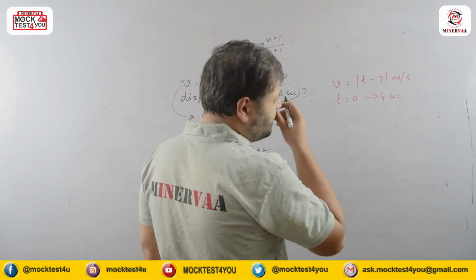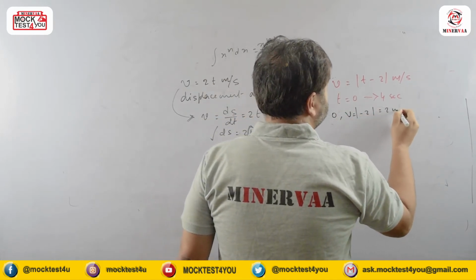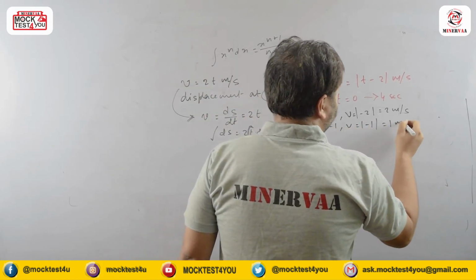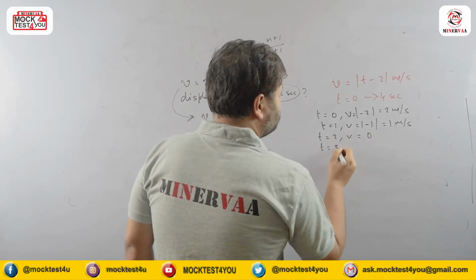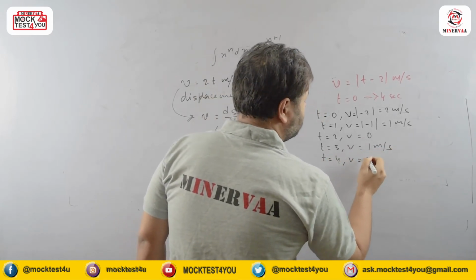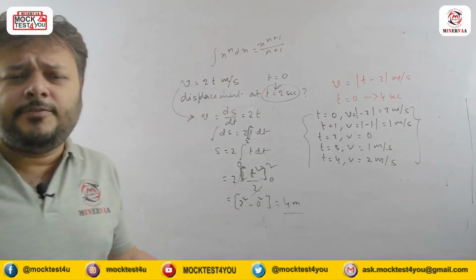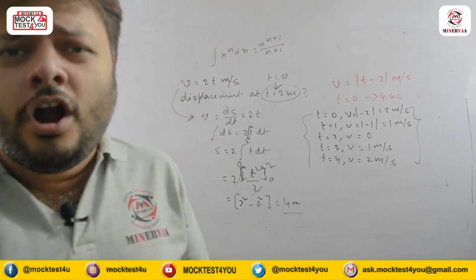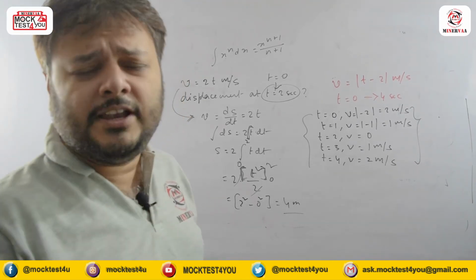So we have to discuss it like this: when time equals 0, v equals mod of minus 2, that is 2 meter per second. When t equals 1, v equals mod of minus 1, that is 1 meter per second. When t equals 2, v equals 0. When t equals 3, v equals 1 meter per second. When t equals 4, v equals 2 meter per second. So children, you can see that the velocity, whatever the time is, never goes above 2 or below 0. So the velocity is changing between 0 and 2 in the interval of 0 to 4 seconds.